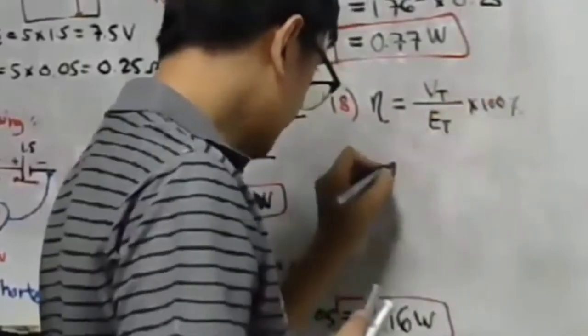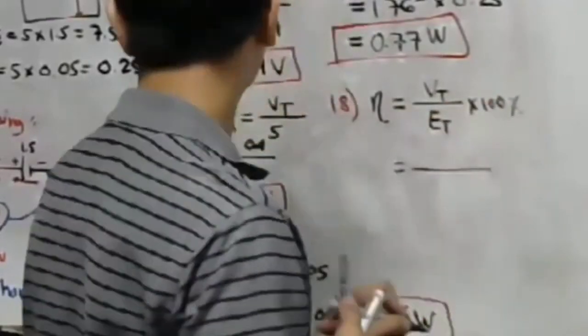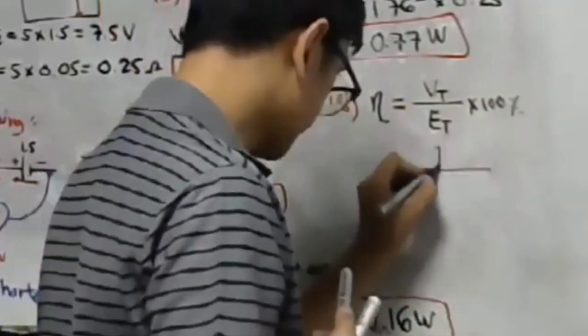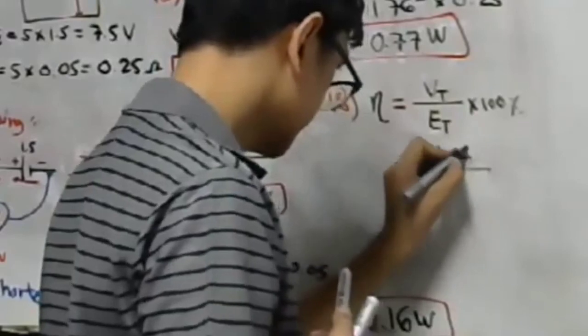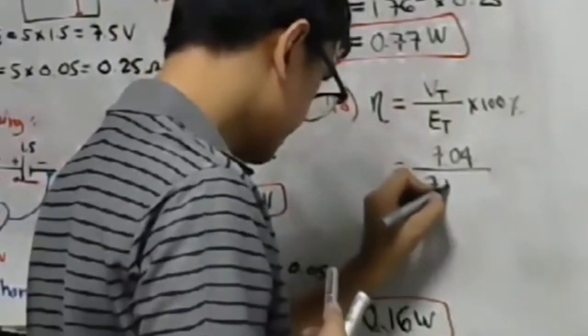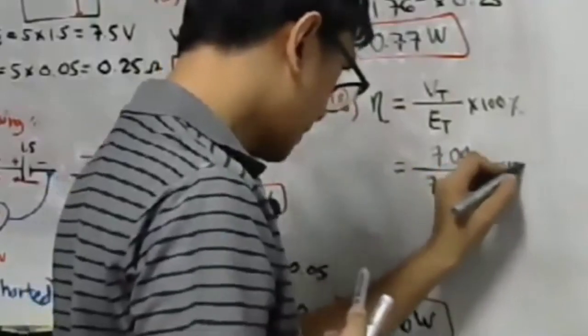Okay, so let us substitute here. What is our V total? 7.04 over ET. What is our ET? 7.5, times 100%.